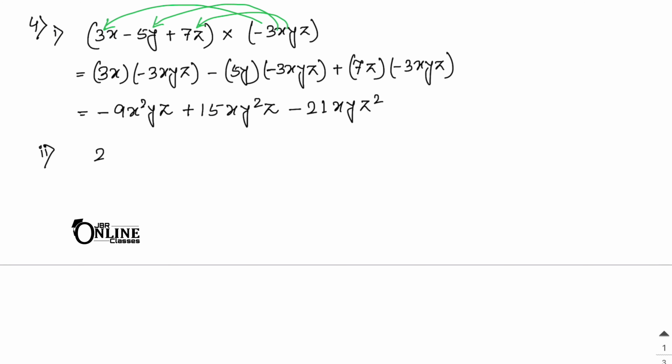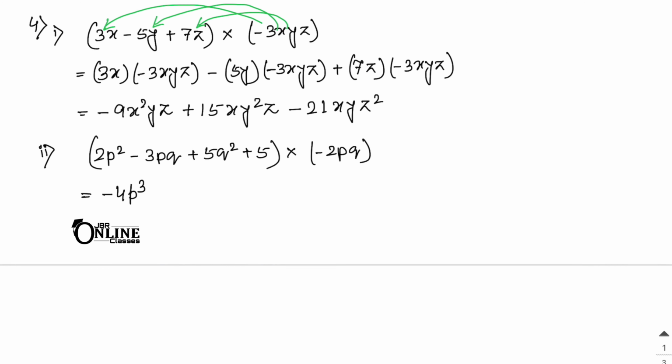Now number 2. In number 2 you have 2p square minus 3pq, then here 5q square, then 5. Multiply with minus 2pq. So here I want to multiply this one directly. First you have to multiply 2p square with minus 2pq. So 2 into minus 2, minus 4. P square into p, p cube, then q. Now next one. Minus 3pq into minus 2pq. So it will be here minus minus plus.